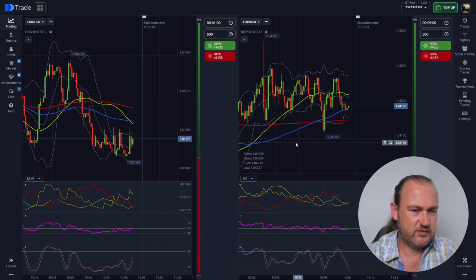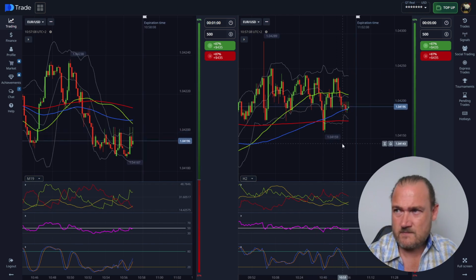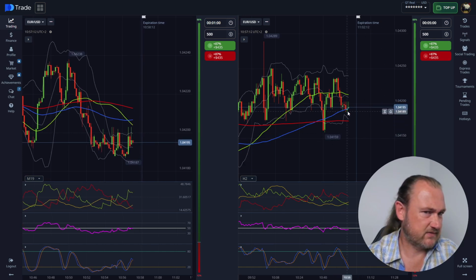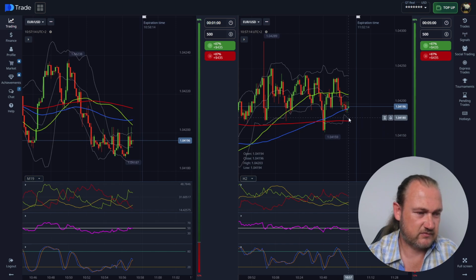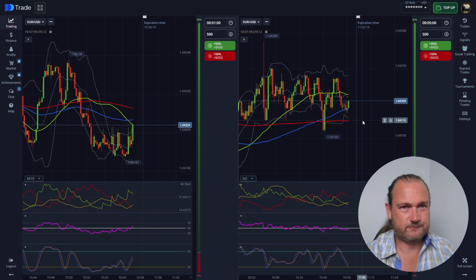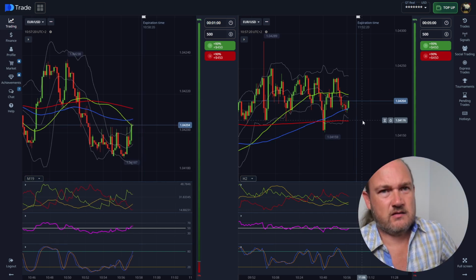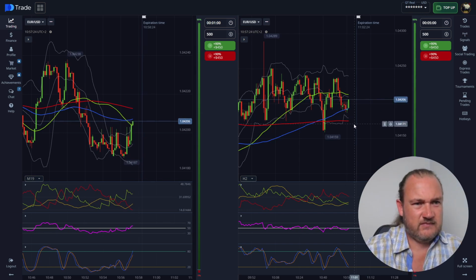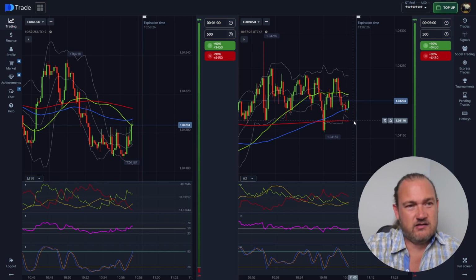I need to pay attention to the charts now. It wants to break this. It wants to go down. The question is if they're going to allow it to go down. When I say they, I mean traders across the world.